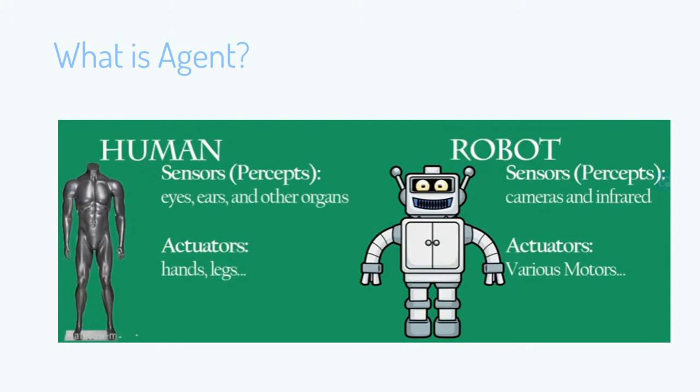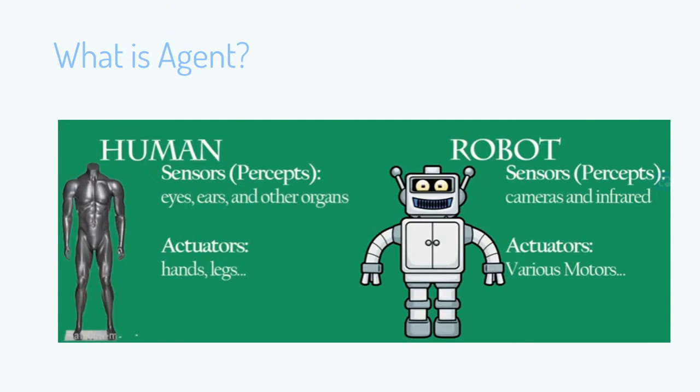If you take a human being, we have eyes, ears, and other organs, right? We can replace those with sensors for robotics, like cameras, infrared sensors, or other sensors. We have hands and legs, which are normally actuators. An actuator is what lets us move left to right, right to left, straight, or back. For the actuators, we are using motors here. So it replaces our organs and actuators using technology like sensors and motors. This is the agent.